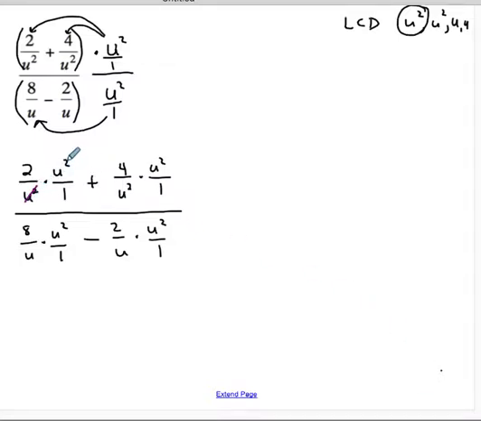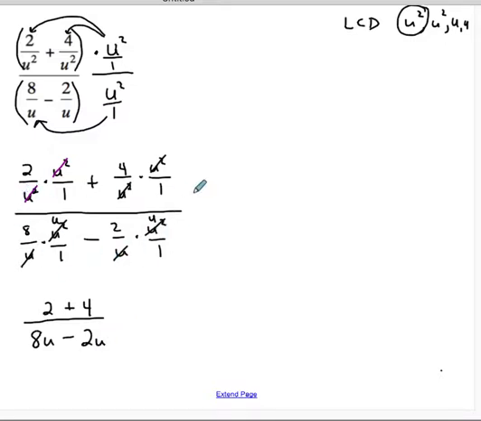So here I've got a u squared in the denominator and a u squared in the numerator. And so that will leave me with 2 over 1, or 2. Here I've got a u squared in the denominator and a u squared in the numerator, so that leaves me with 4 over 1, or 4. So 2 plus 4 in my numerator, divided by, here I've got a u squared over a u, so that cancels down to u. So that's 8u minus, this u cancels with the u squared to leave me a u in the numerator, so 2u.